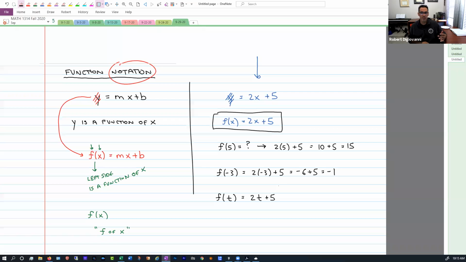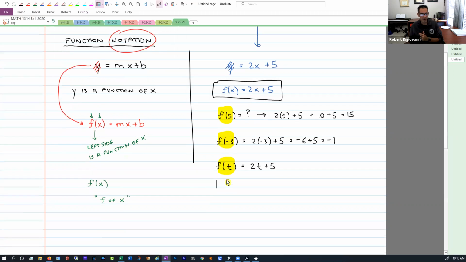That's my answer. So do you all see how this is just a new notation that we use that basically gives you the ability to tell somebody to plug a number in for x. That's all it is. Is that clear? Any questions?